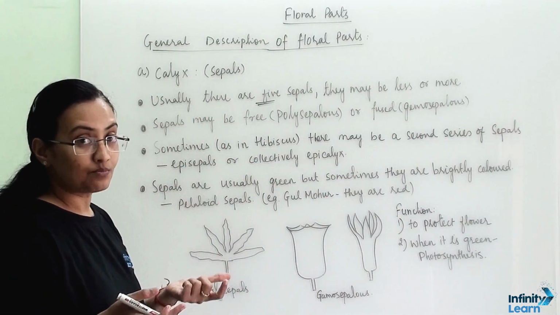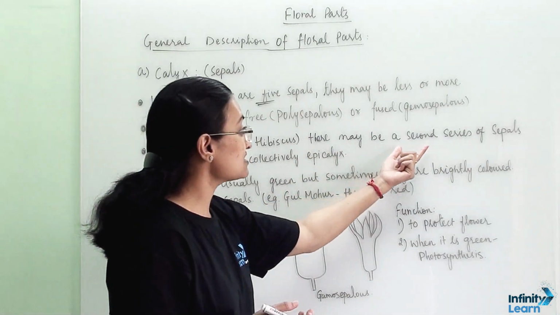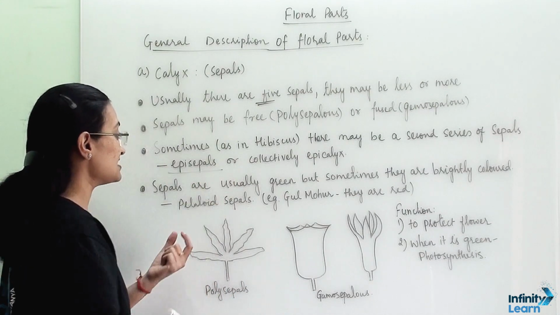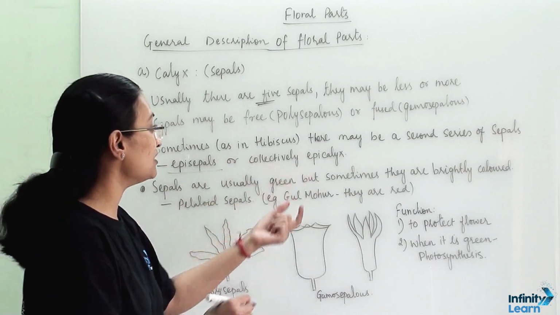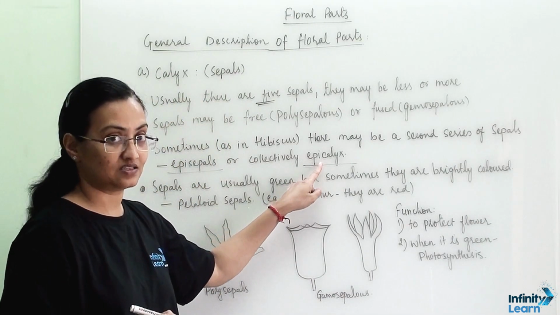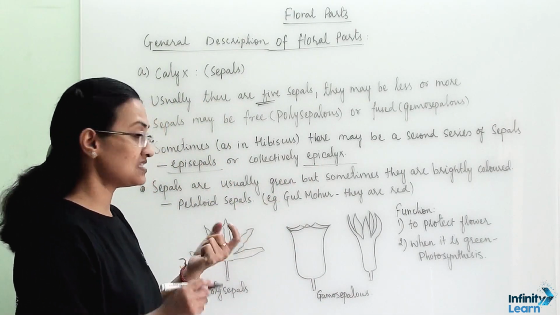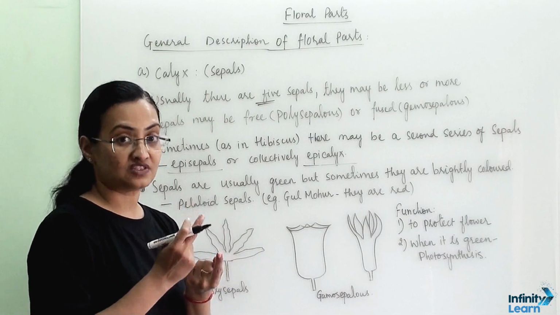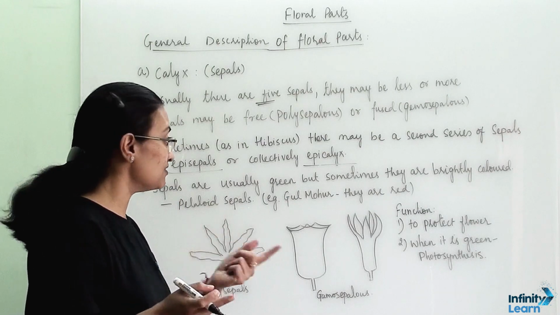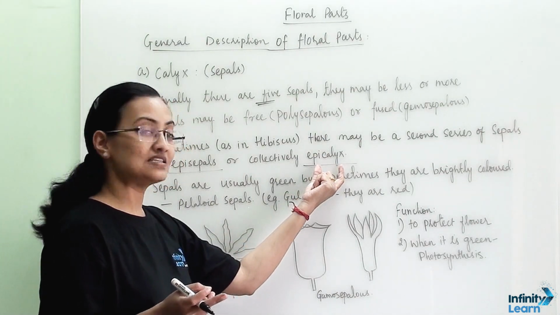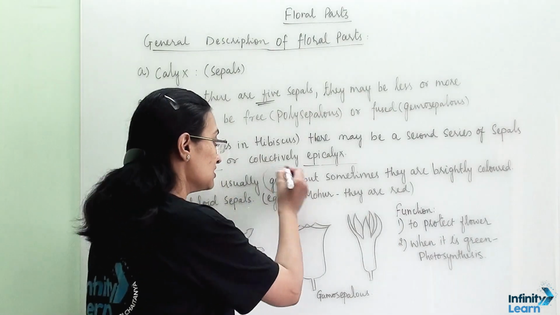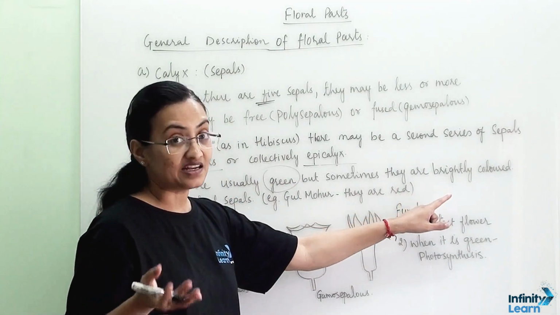Sometimes, for example in hibiscus, there may be a second series of sepals and then it is known as epicalyx, so in hibiscus there will be a second layer of sepals and that is known as episepals, and collectively we are calling them as epicalyx. Sepals are usually green, but sometimes they are brightly colored.